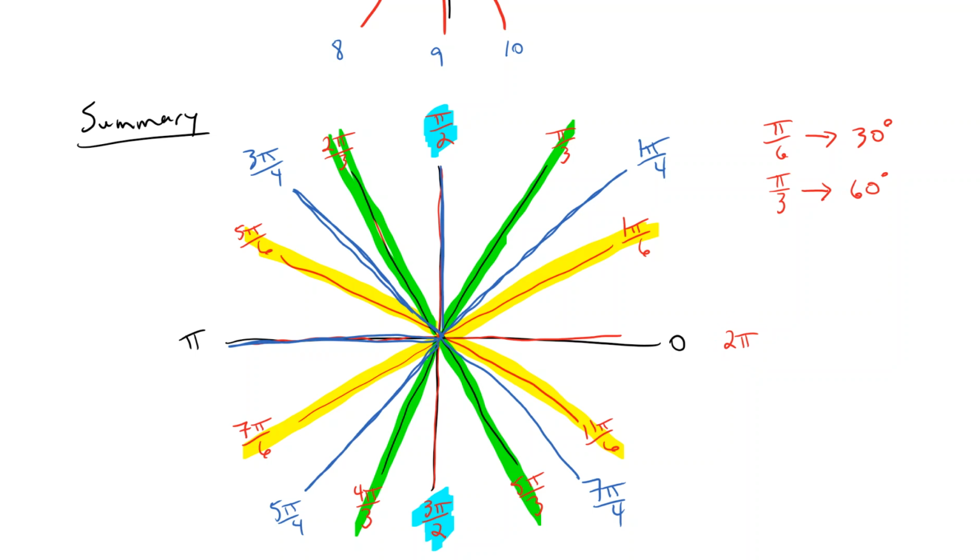So the pi over 4's equate to 45-degree angles. And they're not closer to the x or to the y, right? So the yellows are closer to the x-axis. The pi over 6's are closer to the x-axis. The pi over 3's are closer to the y. And the pi over 4's are equidistant from the x and the y.